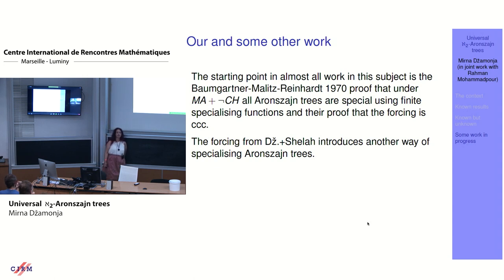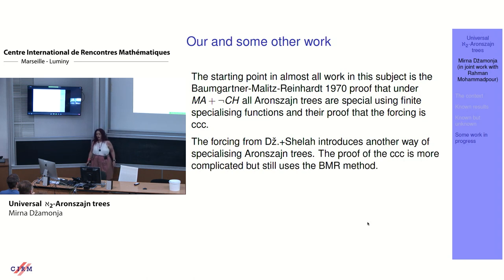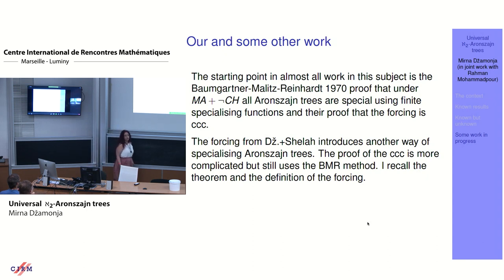uses a certain lemma, which says that under certain circumstances in a tree which doesn't have any branches of length ω1, when we are given an uncountable set of finite conditions, we can find two such that no point of the first one is below any point of the second one and vice versa. In our forcing from the paper that I mentioned, we introduced another way of specializing Aronszajn trees. After all, there are several different ways known. The proof that the forcing is ccc is more complicated, but still uses this BMR method. So I'm going to show you this forcing because we will attempt to generalize it to ℵ2.